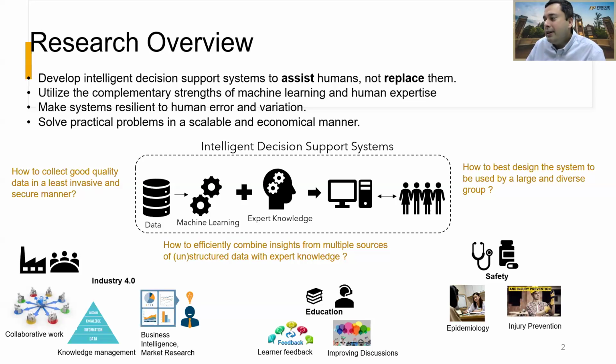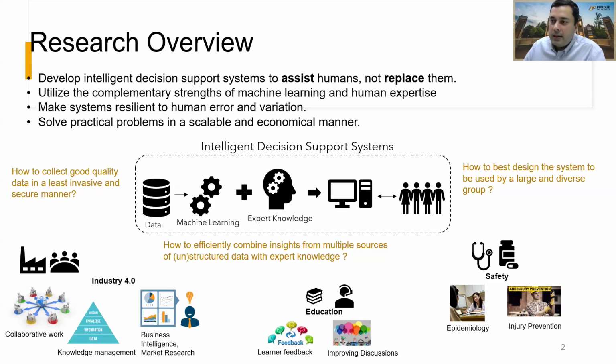And on the delivery side for the intelligent decision support system, how can we design the systems that can be used by a large and diverse group of people effectively? So that is another challenge. And I work on these, especially related to safety, injury prevention, injury surveillance, and also smart manufacturing.